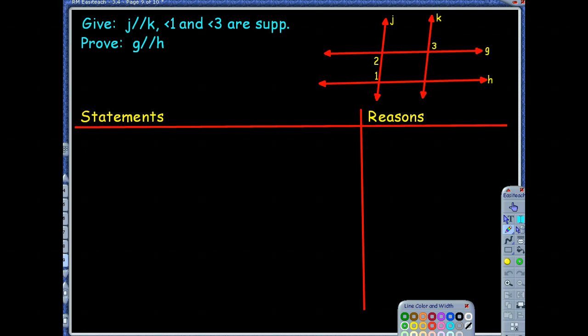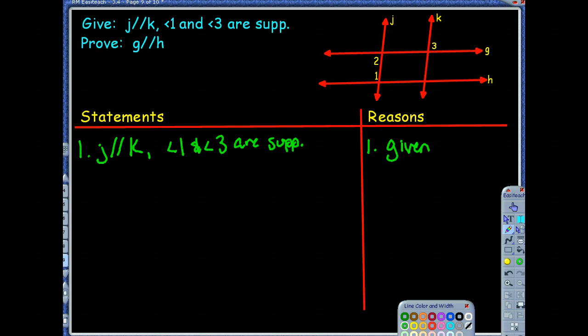Now this one's dealing with supplementary angles. There's only really one of these converse theorems that we've talked about that deals with supplementary or one special angle pair that we've learned. So be thinking about that. We know that line J is parallel to line K and angle 1 and angle 3 are supplementary. So I'm going to go ahead and mark that in my picture. And Mrs. Palermo, talk to me about what you're thinking right now.